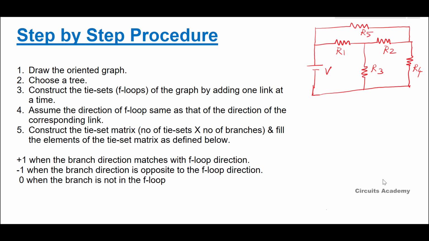Next, we will see the step-by-step procedure to obtain the tie set matrix. Here is a step-by-step procedure to find the tie set matrix of the electric circuit. Let us find the tie set matrix of the circuit shown in the figure. Step 1. Draw the oriented graph. Let us identify the nodes of the circuit. We have 4 different nodes.